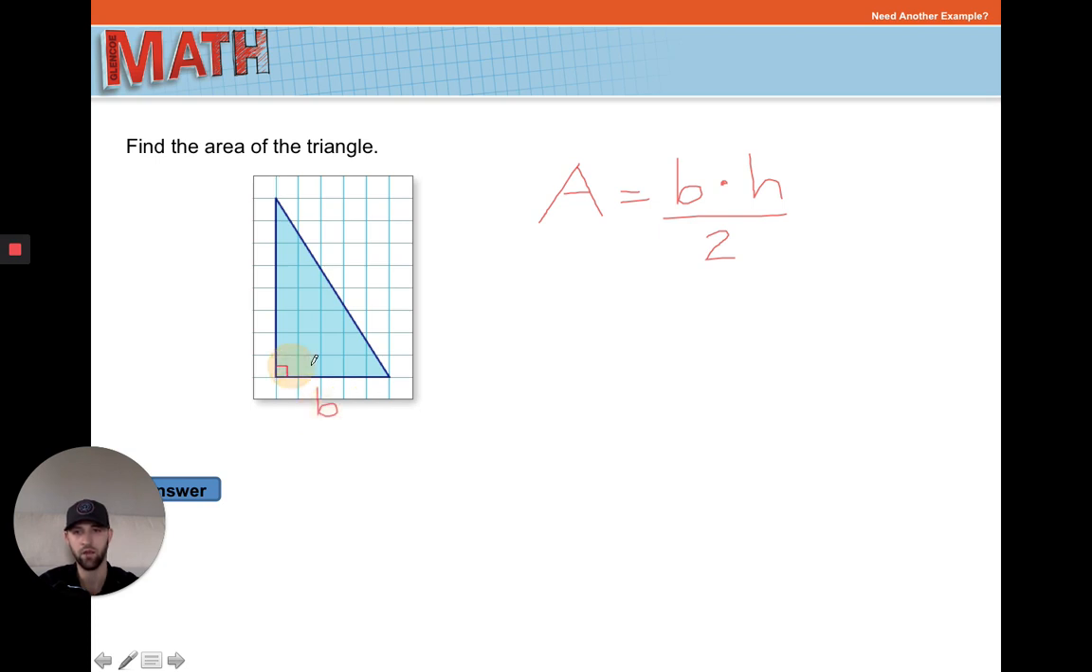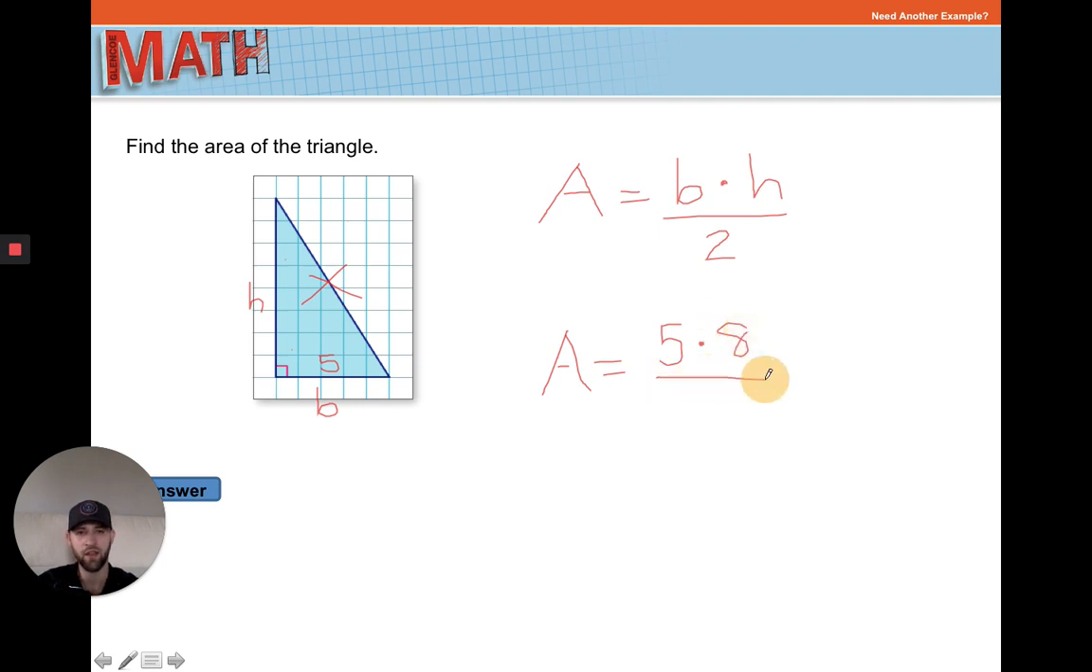Let's count. 1, 2, 3, 4, 5. So your base in this case is 5. Let's plug that in our formula. So for the B, we're just going to plug in 5. Let's figure out what the height is so I can plug in that for H. Remember, height's going straight up and down. We do not want this one. That's diagonal. Remember, we got to be straight up and down. Let's count. 1, 2, 3, 4, 5, 6, 7, and 8 all the way up there.